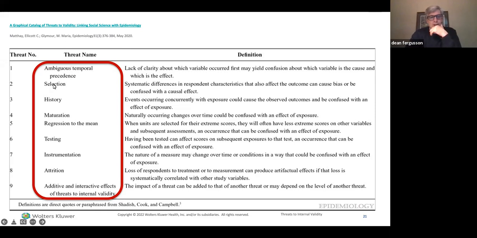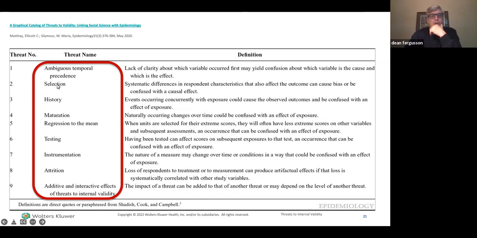What's really important is actually threats 2 through 8. Number 1 is obvious. It's just temporal precedence: you want to ensure that your exposure came before your outcome, not the other way around. And number 9 is the additive and interactive effects of threats. So it's just more than one of 1 through 8, which can be additive and obviously more problematic.